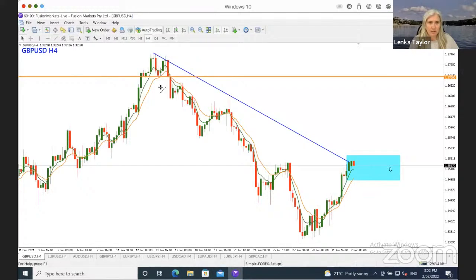I already had a go there. That one didn't quite work out. So this one is the next level, which also confluences with that top there. So let's see what happens with that in the next couple of bars.